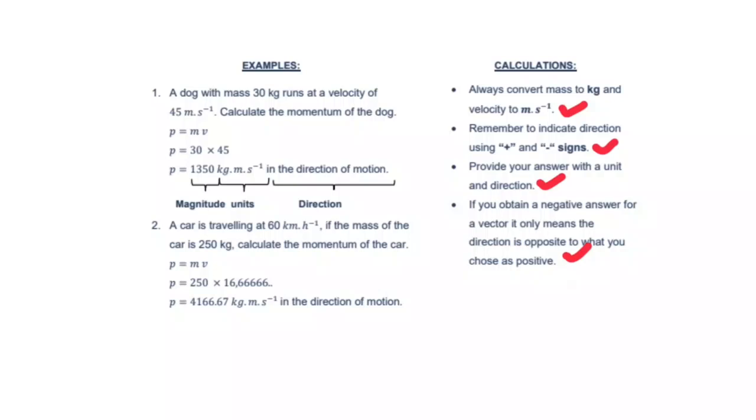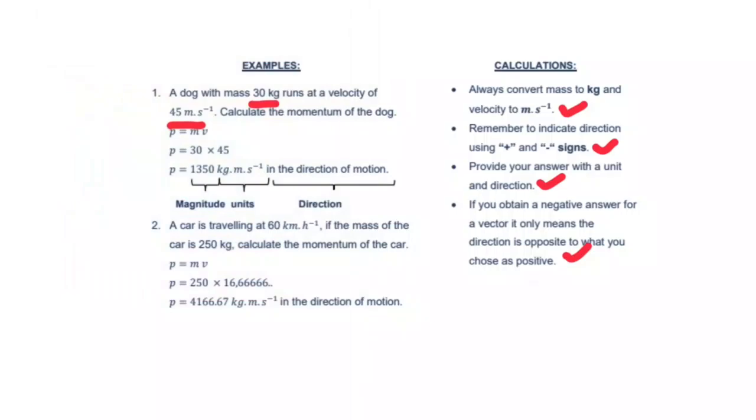Okay, let's take a look at the first question. A dog with mass 30 kgs runs at a velocity of 45 meters per second. Calculate the momentum of the dog. Well, this is pretty much straightforward.